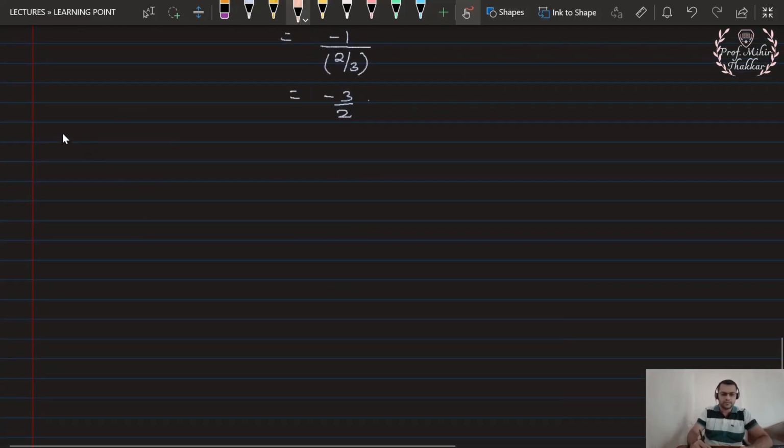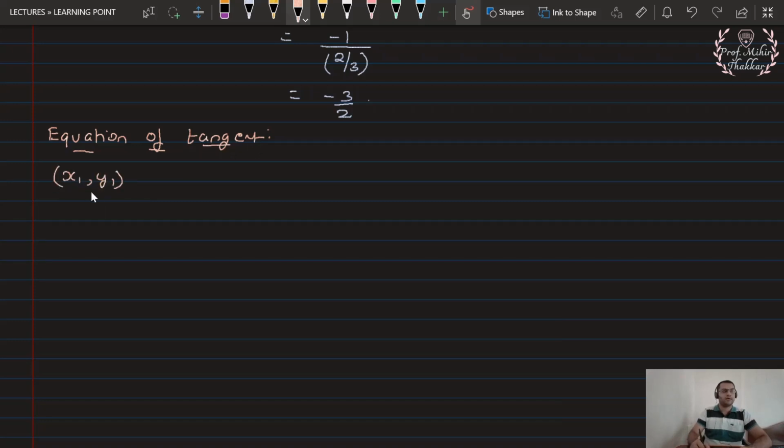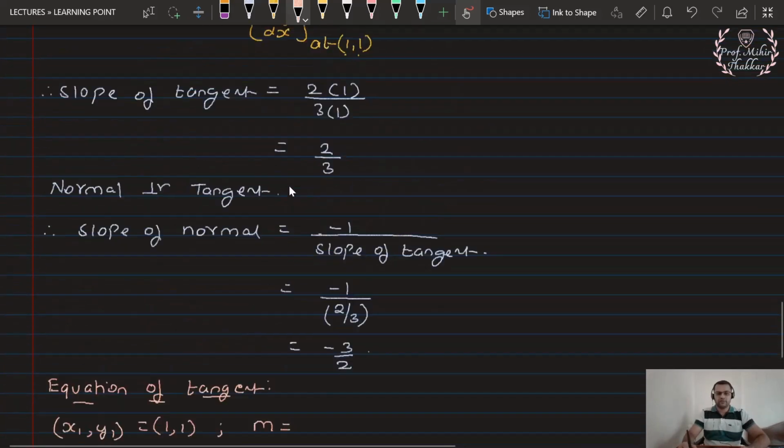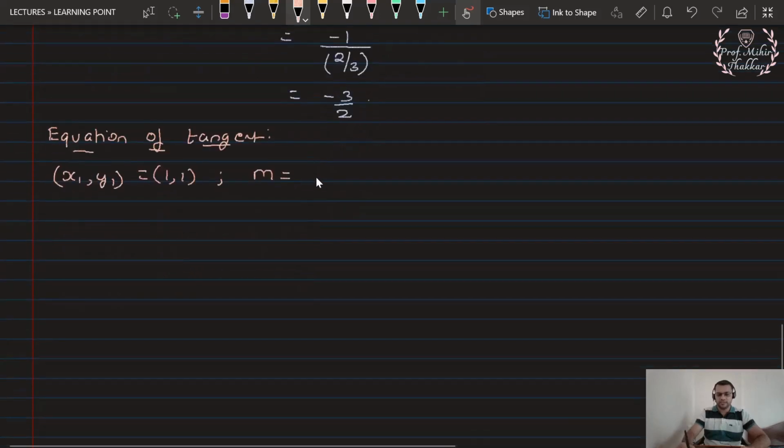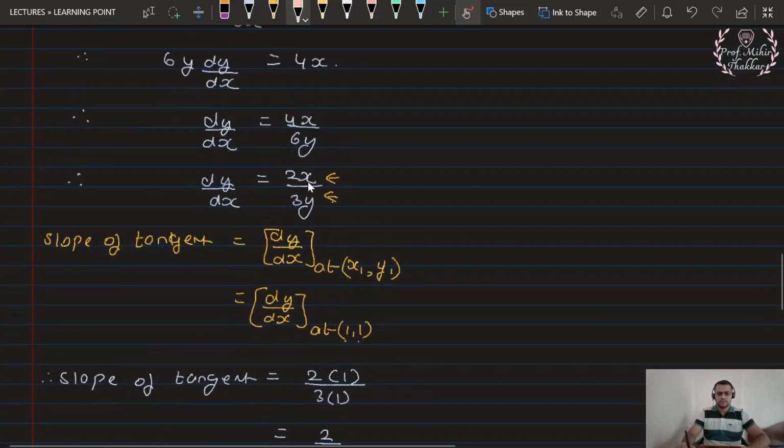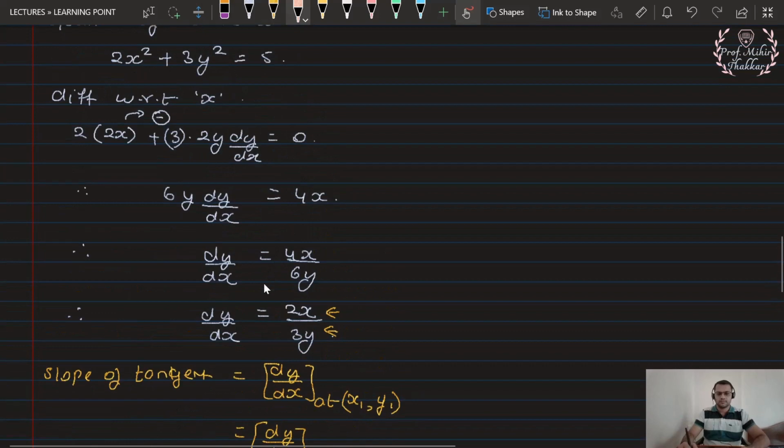Now equation of tangent. (x1, y1) is already known to us to be (1, 1), and the value of slope of tangent we have already calculated that to be 2 by 3. I guess it should be negative over here.